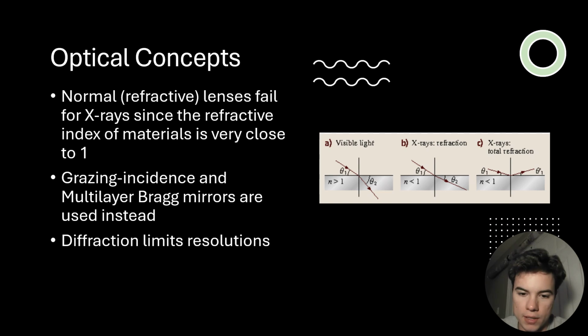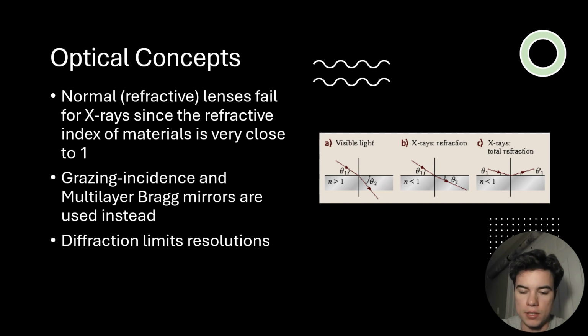As you can see in part A, we have visible light passing through the refractive lens and refracting towards the normal. But the opposite is true in part B, where the X-ray passes through the refractive lens and refracts away from the normal. So, a refractive index less than 1. And in part C, we have the case of total external reflection, where the ray completely bounces off.